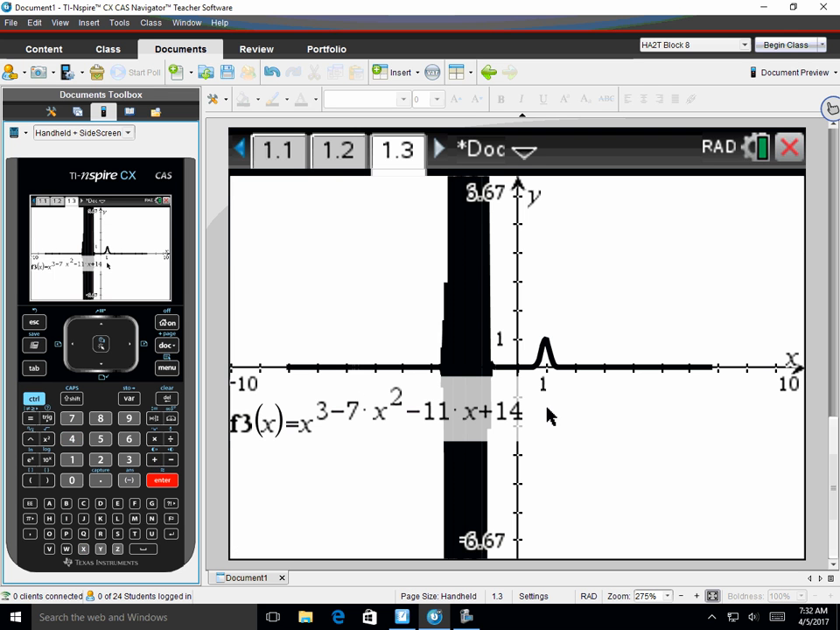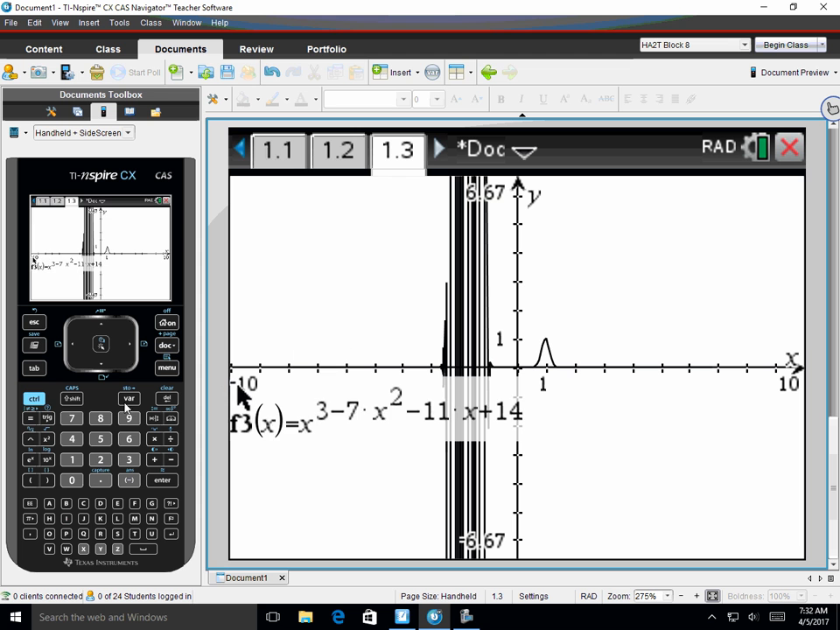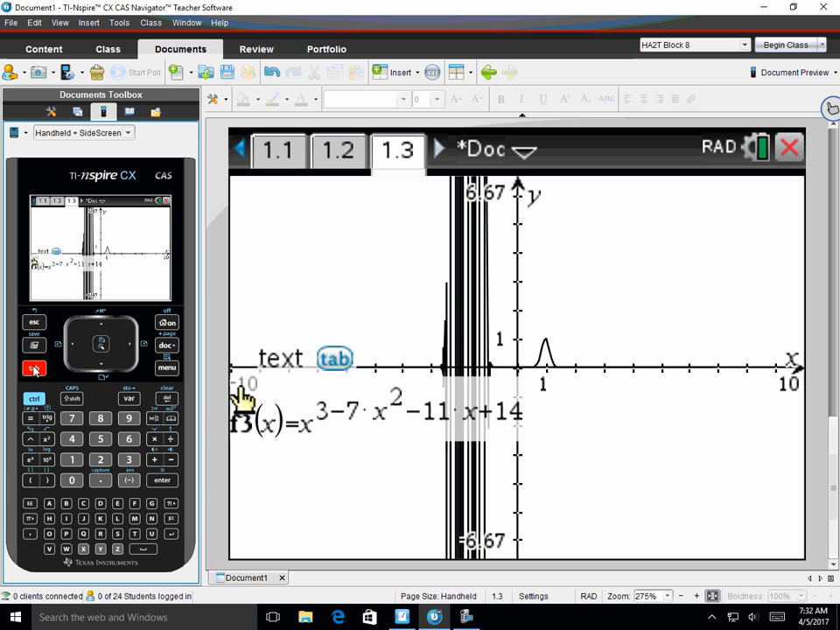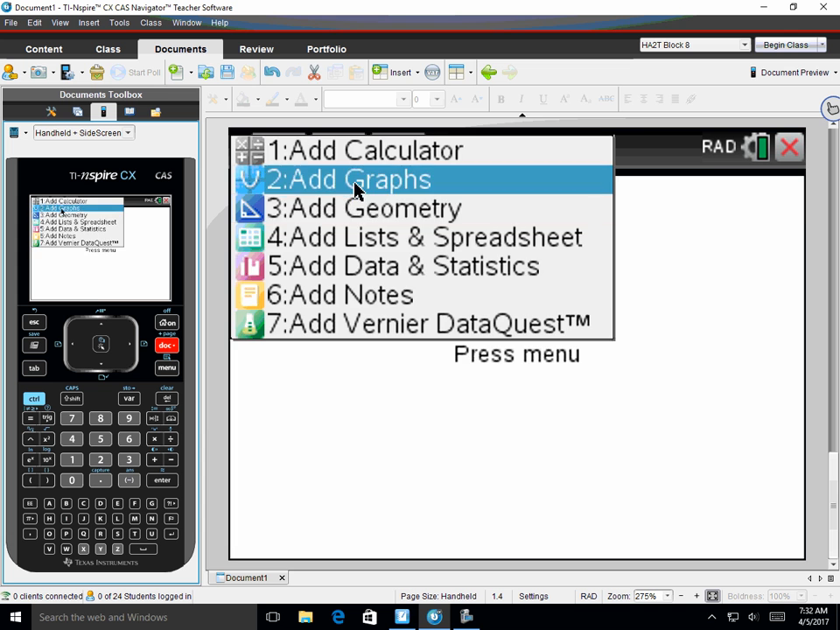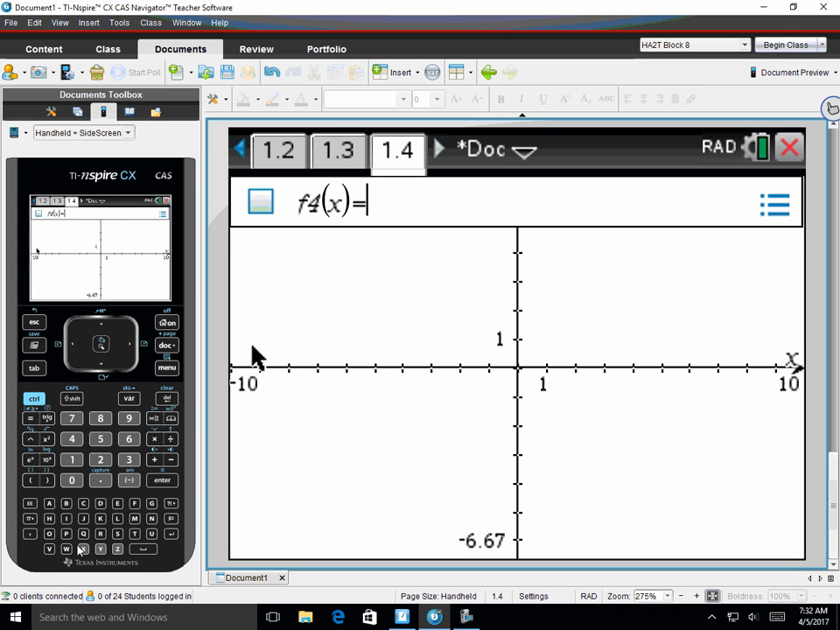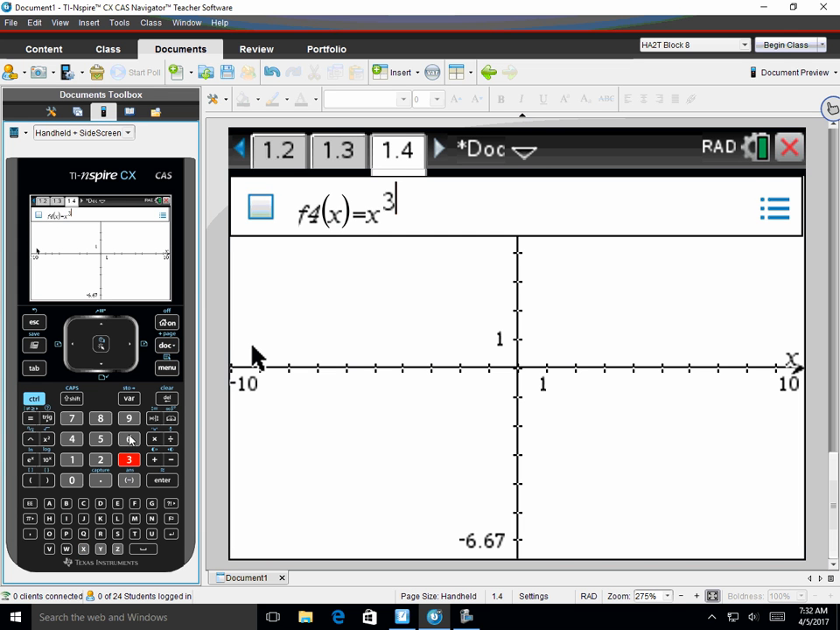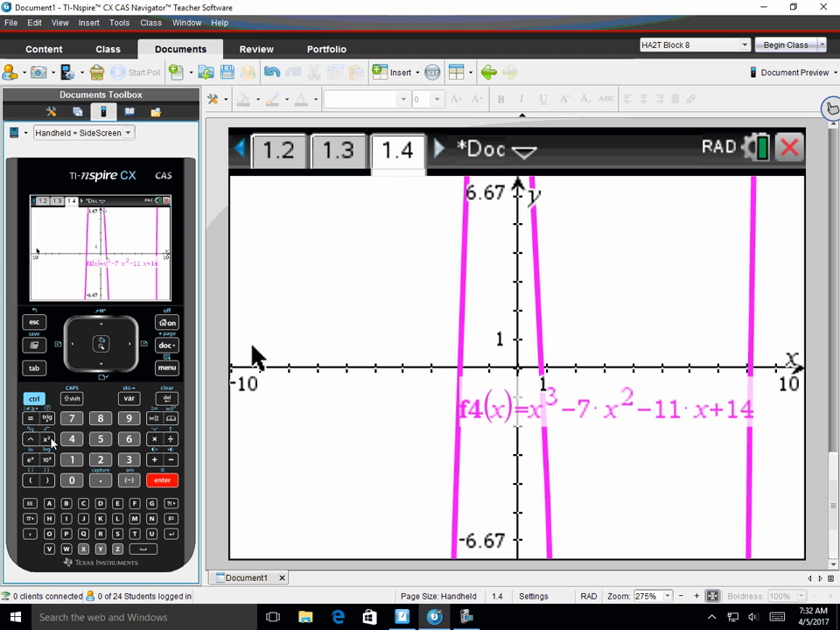All right. Well, that was bad. Okay, let's not do that. Oopsie. Yeah, I didn't like that at all. Let's add another page. Get rid of that one. So I did not do a right click after I did my x cubed. Okay, so now I need to do a right click. Let's try it again. Minus 7x squared. That was an interesting graph, though. Minus 7x squared minus 11x, and then plus 14. That looks a little bit better.